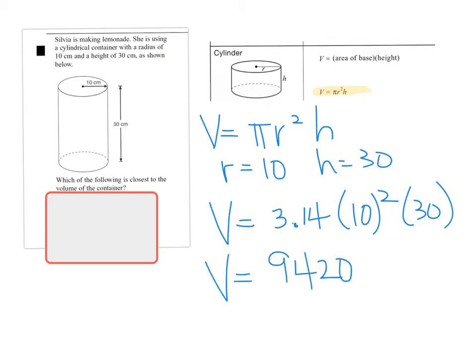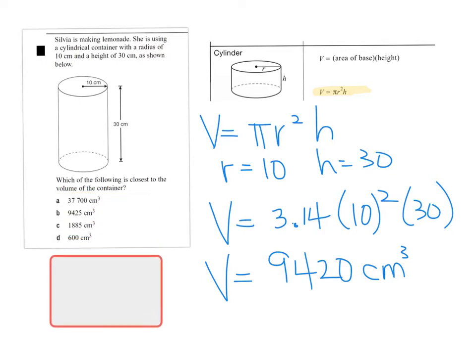When I put it inside my calculator, I got 9,420. And looking over here, I did centimeters times centimeters times centimeters, and it's volume, so it's going to be centimeters cubed. Well, now that I've done the question, I'm going to look at the options, and I can see that the closest one happens to be B, so 9,425.